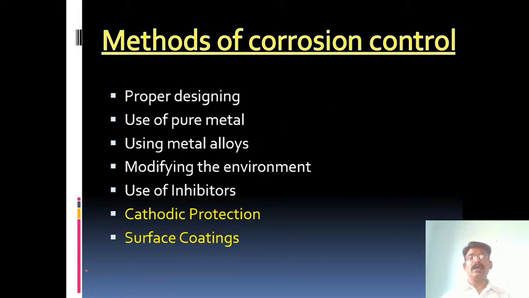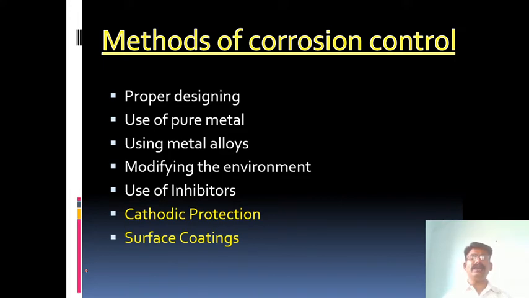Corrosion control methods are mainly divided into 6 types, or more, but among them 2 are important according to our syllabus: cathodic protection and surface coating. These 2 are very important questions. Sometimes they may ask you a long question from these 2 only.